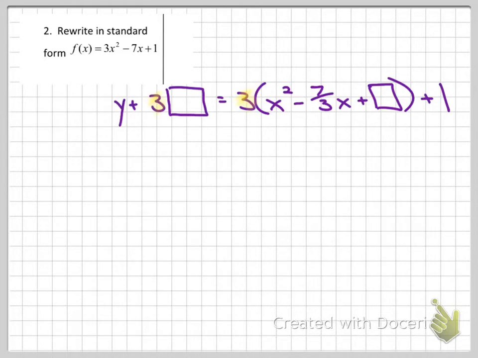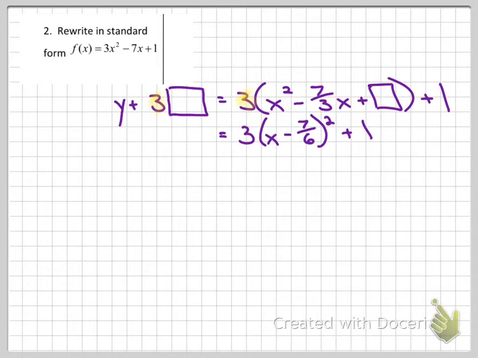Hopefully you factored the 3 out. When you divide by 3, you get 7/3 in the middle, negative. Hopefully you remember that you have to add 3 times whatever number is in that box to the left to keep your equation balanced. And then keep going if you can. Pause your video again and see how far you can get.